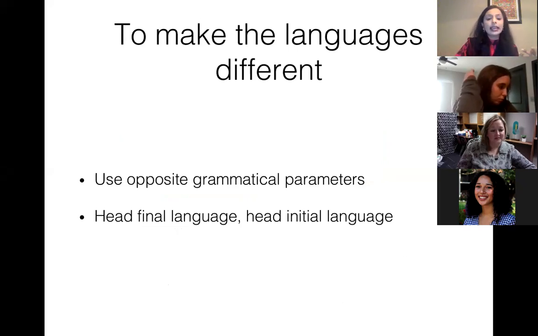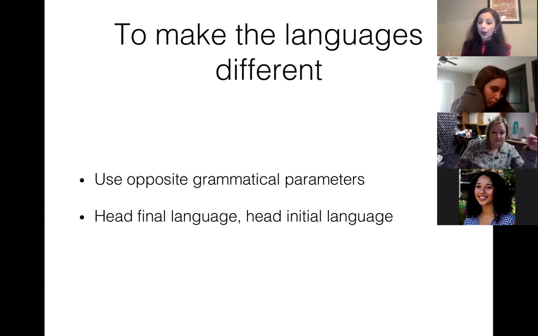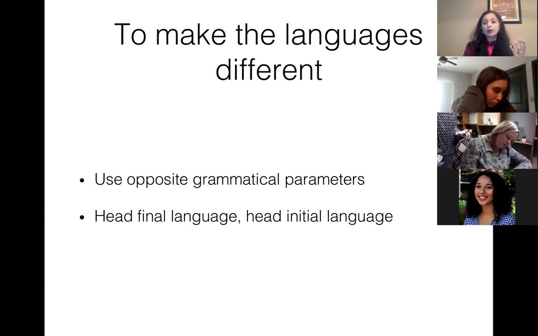What do I mean by head final and head initial language? A head final language is when you have the verb appear at the end of the sentence, right? So you have subject, object, verb, like in Japanese. That's a head final language. And a head initial language is like English and Spanish, where you have the verb immediately following the subject. So you have subject, verb, and object in a head initial language, and in the head final language, you have subject, object, verb, right? So this is how he made the languages sound very different.